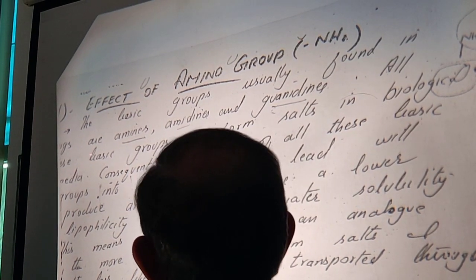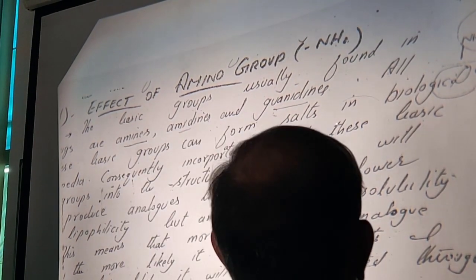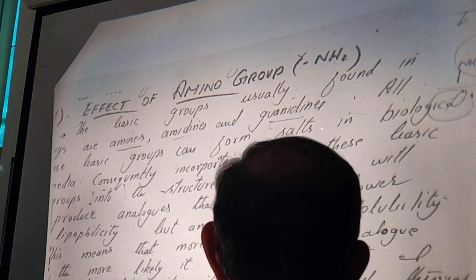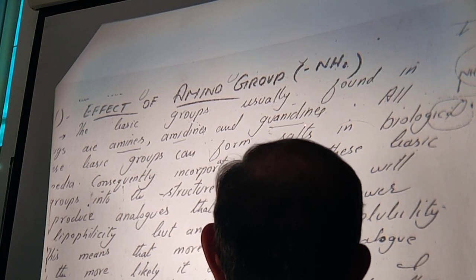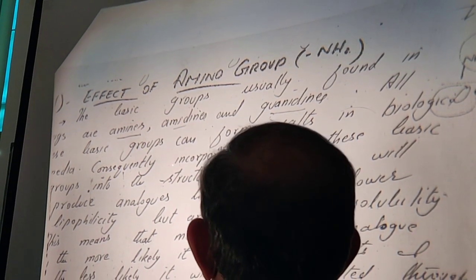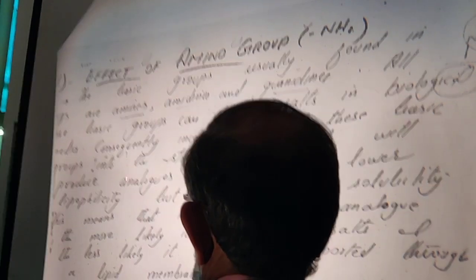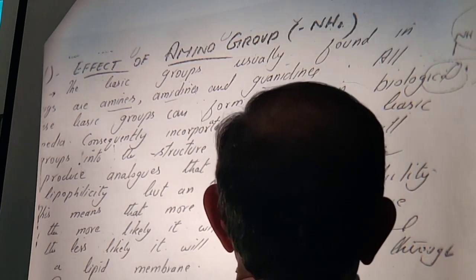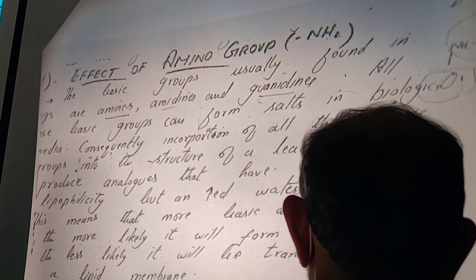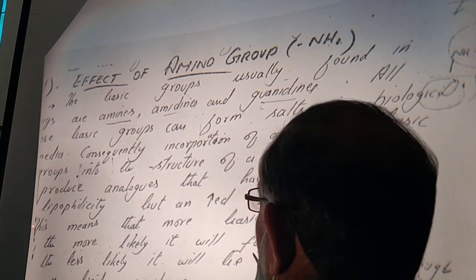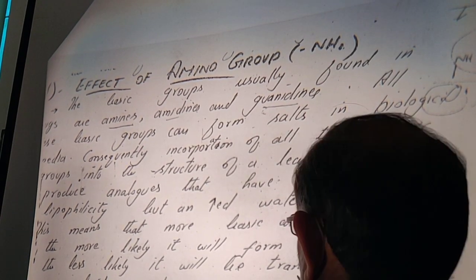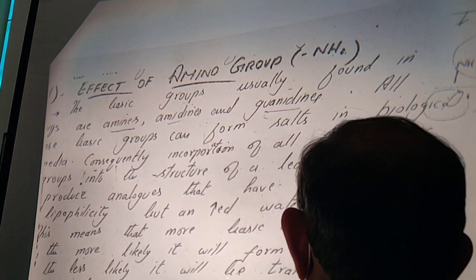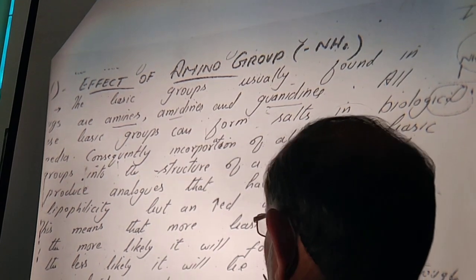All basic groups can form salt in the biological active medium. Now this is the important issue, salt formation, which is also exhibited by acidic groups as well. Consequently, incorporation of all these basic groups into the structure of a lead will produce analogs that have lower lipid solubility but increased water solubility. This means that the more basic an analog, the more likely it will form a salt, and the less likely it will be transported through a lipid membrane.